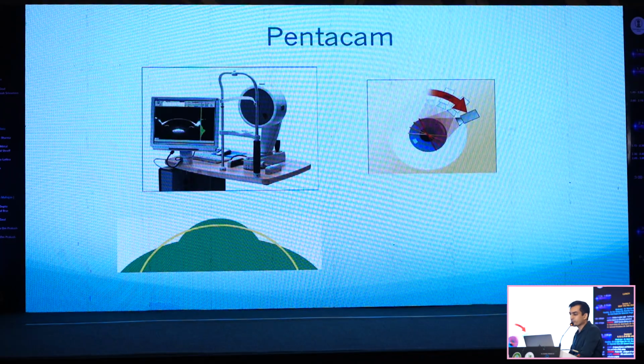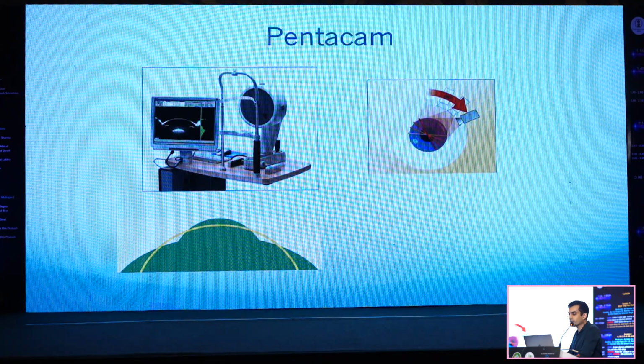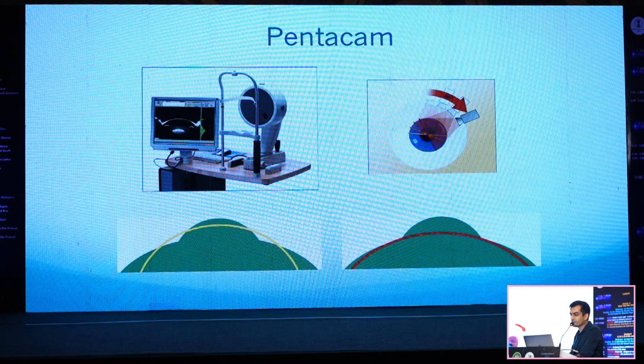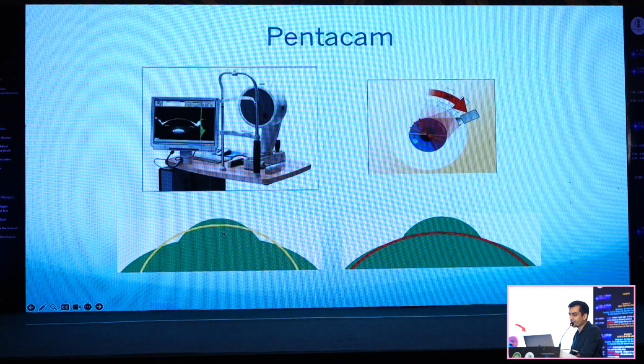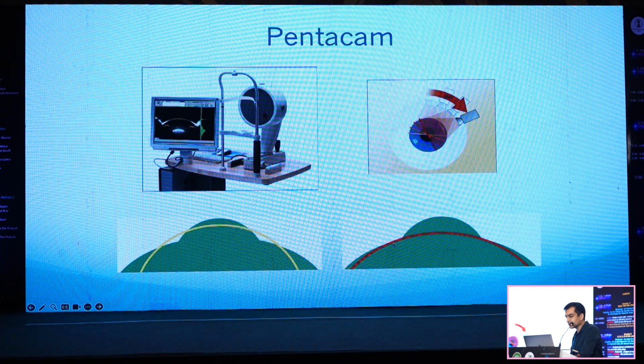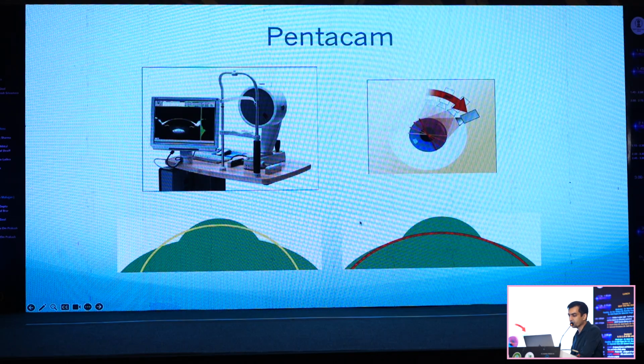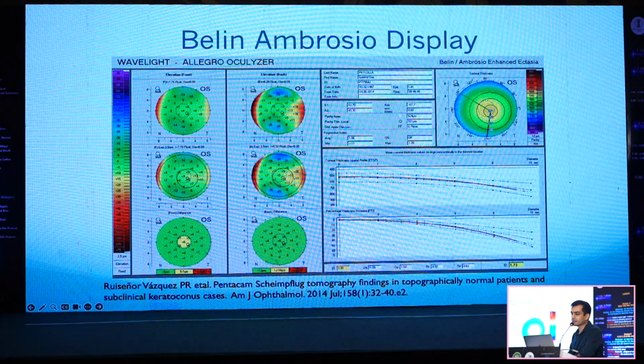What Pentacam basically did, probably why I feel it became so prevalent, was this Belin-Ambrosio enhanced ectasia display, in which they changed the reference sphere by excluding the center 3.5 mm zone and including the rest of the peripheral cornea for calculation of the best fit sphere. Now with this new best fit sphere as reference, when they calculate the elevation points, this center part, which was otherwise ectatic, shows the elevation increasing from the yellow line to this. This is what Belin does.